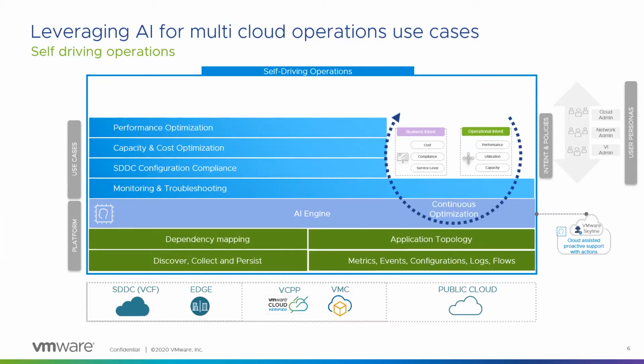which is they want to make sure that they have the best performance, highest utilization, efficient capacity, and so on and so forth. That's all operations. And the second piece is business intent. In case of business intent, you want to make sure of minimum cost spent to run an application, that it's in compliance and it's meeting a service level A or B because you promised that back to the business.